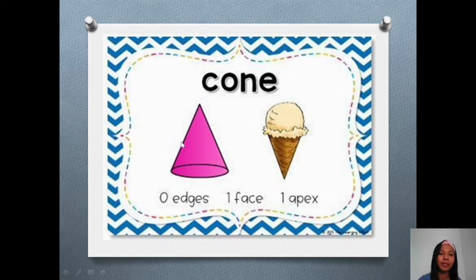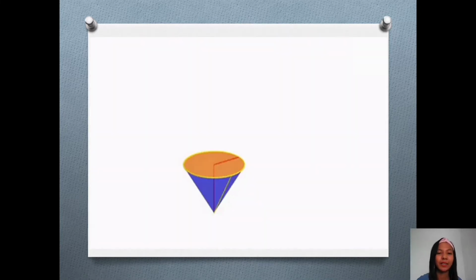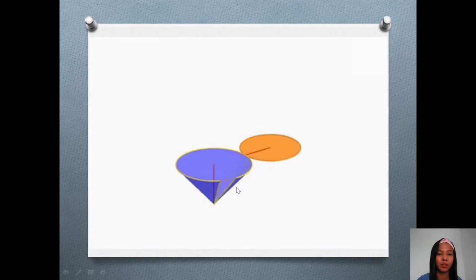And this part is a curved part. That's why this figure has no edge. Again, what do you call this? A cone. C-O-N-E, cone. Zero edges, one face, one apex. Here is another example of a cone. Again, this one is the face, the apex, and this is the body, which is the curve.